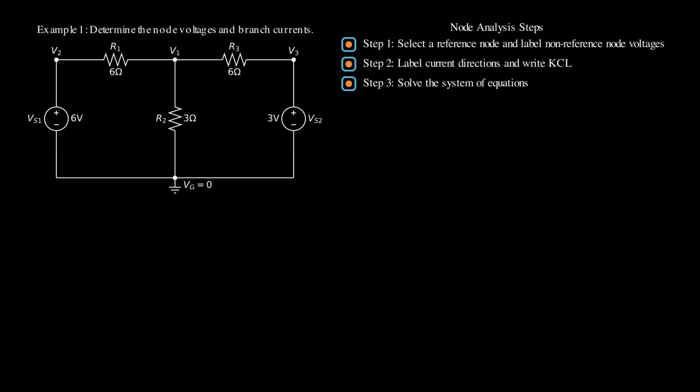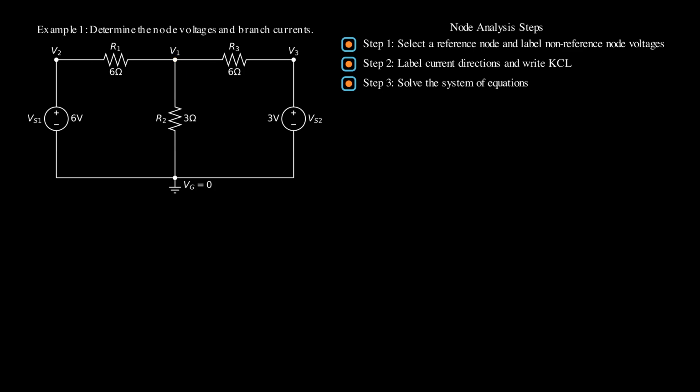Alright, let's move to step 2, label current directions and write KCL. There are 3 branches connected to node 1. We need to label the current directions for each branch, and a branch has 2 ways to label the direction, enter or leave the node. In total, there are 8 ways to label them. You should not spend much time on this, because we will get the same equations regardless of the current directions.